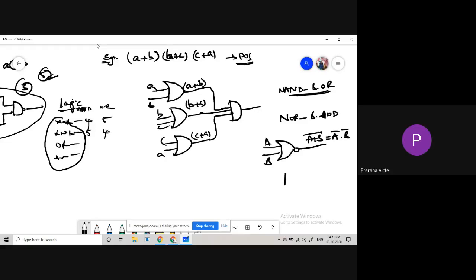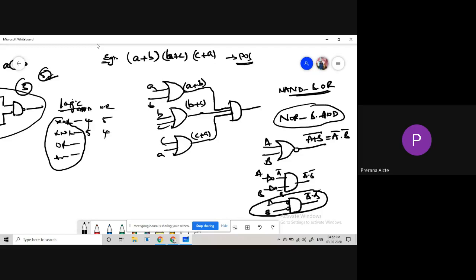If I'm taking A and B, what is the output of the first NOT gate? A bar. And B bar. So these NOT gates are replaced with bubbles. So it is nothing but A bar dot B bar. So a bubbled AND gate is nothing but a NOR gate. Okay?